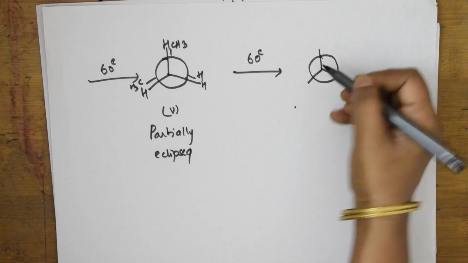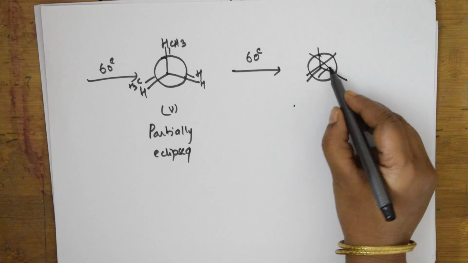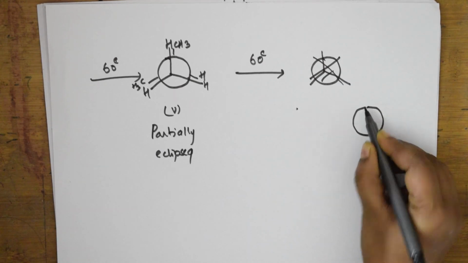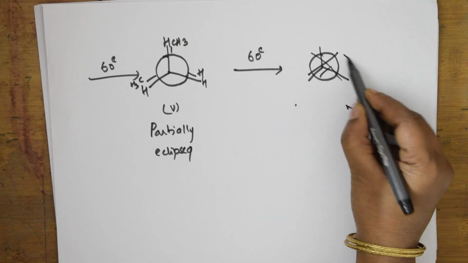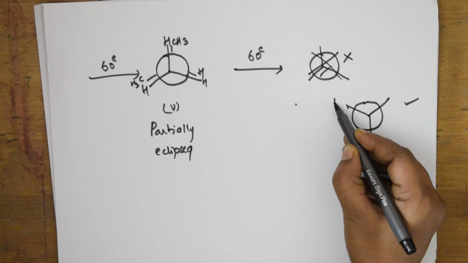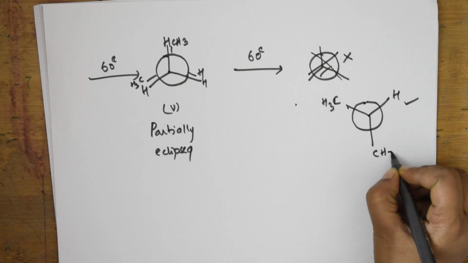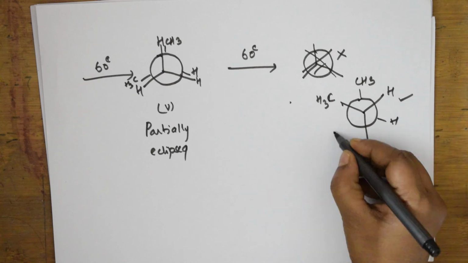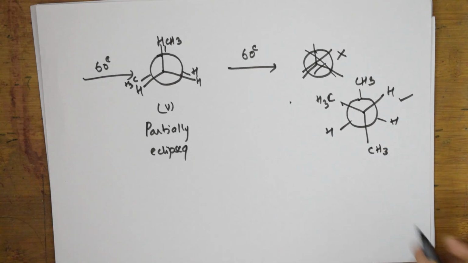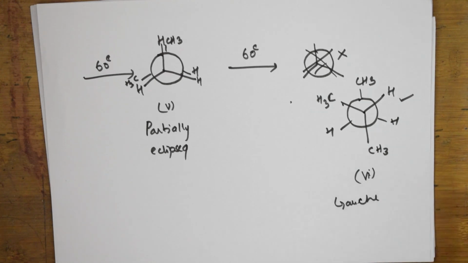I think this is wrong. I'm striking this off. I'm sorry for this. Let us draw it properly. I'm rotating a further 60 degrees. It has to come like this. Yeah, this is right. Please cross the earlier one. This is right. CH3, H, CH3, CH3, H, H. This is the sixth one. This is again called the gauche form.